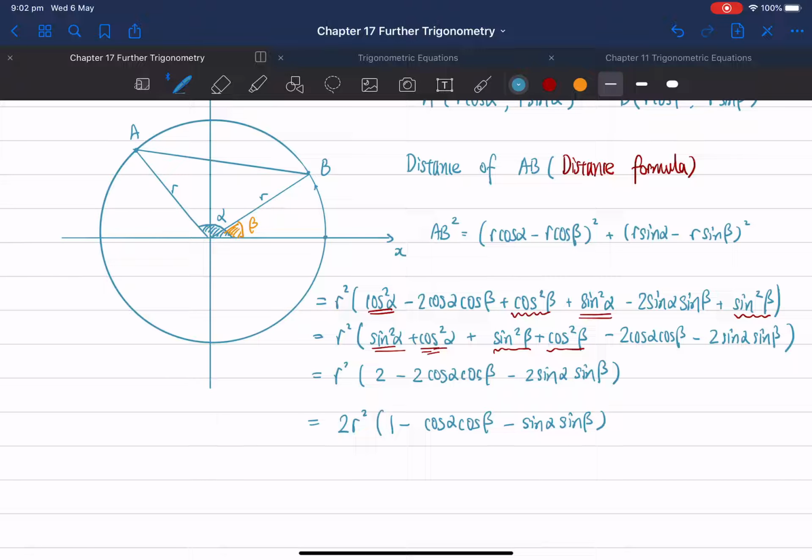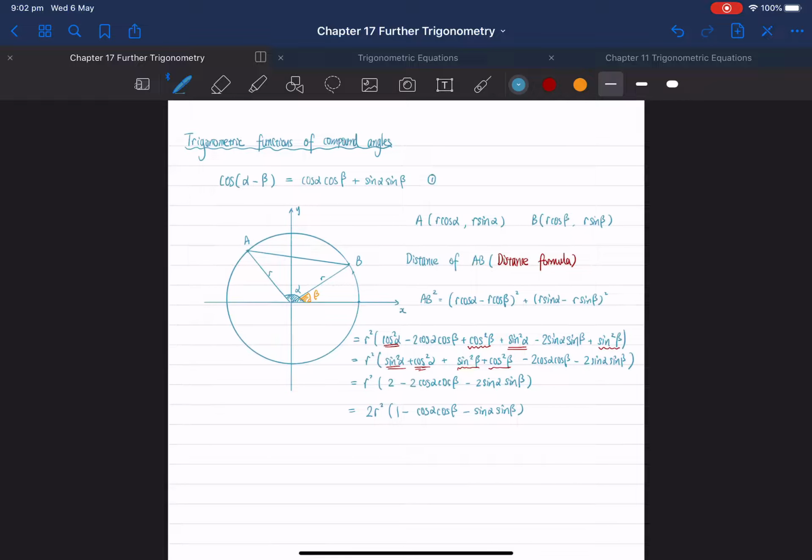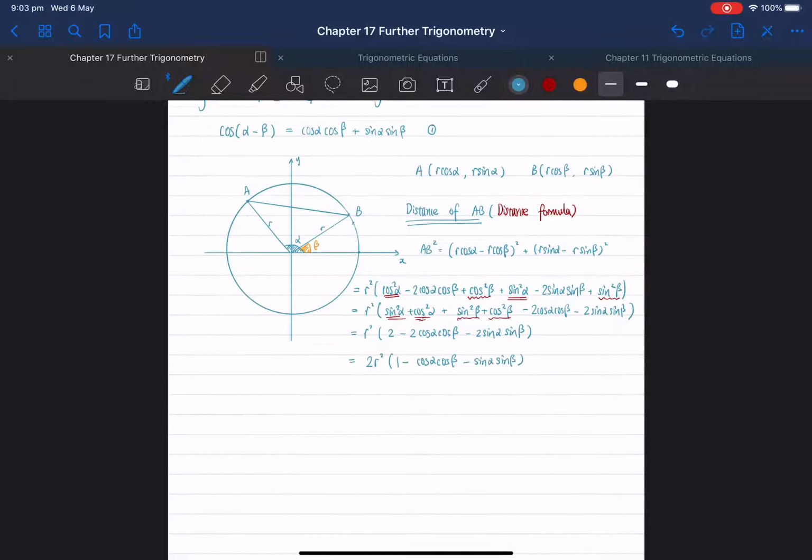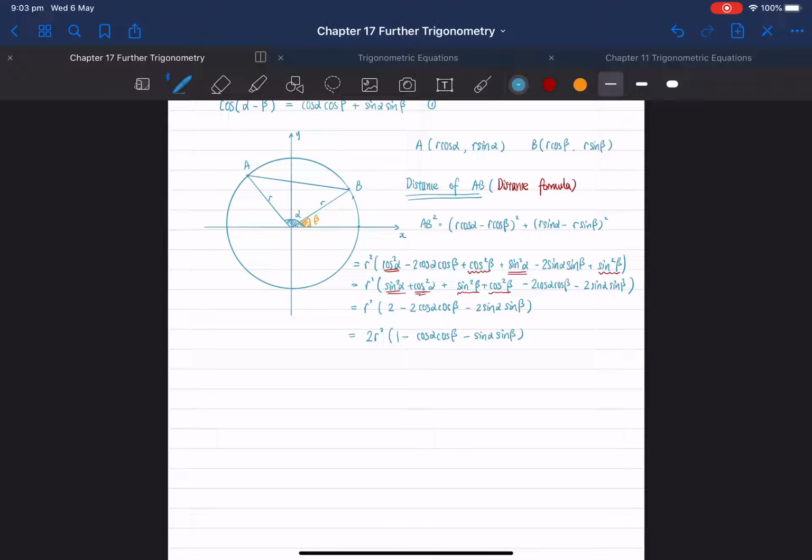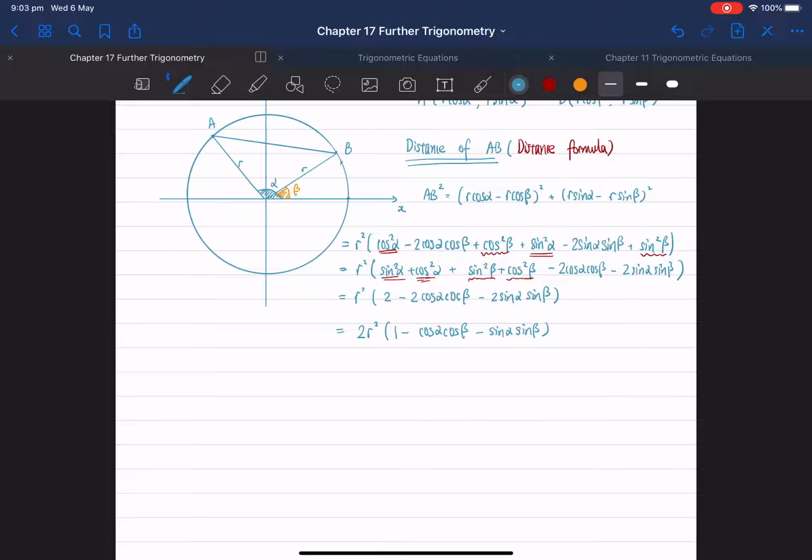We still haven't finished, right? This is just the distance of AB using the distance formula. What I want to do is find the distance of AB using the cosine rule. It'll be a totally different expression, but they are the same distance. So the distance for AB, but this time we're going to use the cosine rule.